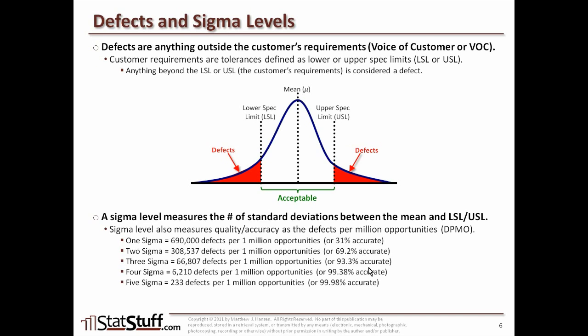And at a 5 sigma level, we have only 233 defects per million opportunities. We're becoming a lot closer to perfection from an accuracy standpoint, at 99.98% accuracy. But when we say something is 6 sigma, we're basically saying there are only about 3.4 defects for every 1 million opportunities. And from a measurement standpoint, that comes out to a 99.9997% accuracy rate.